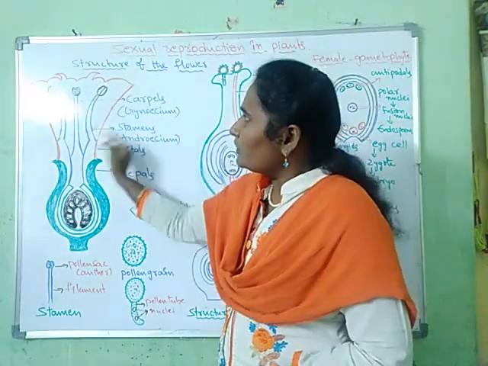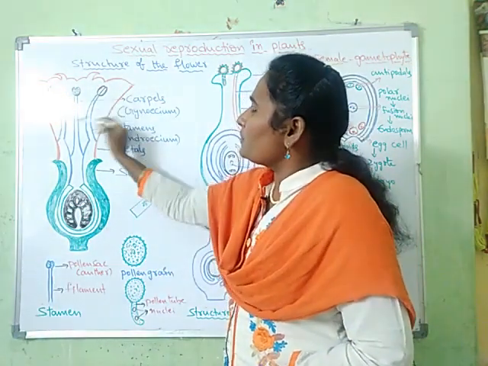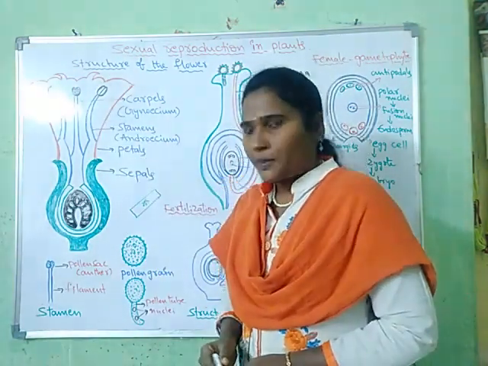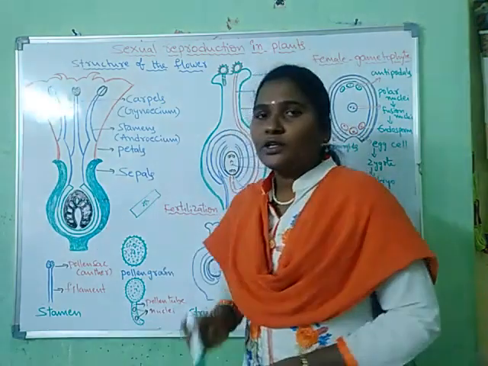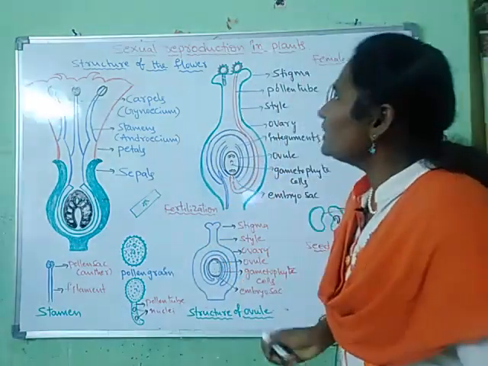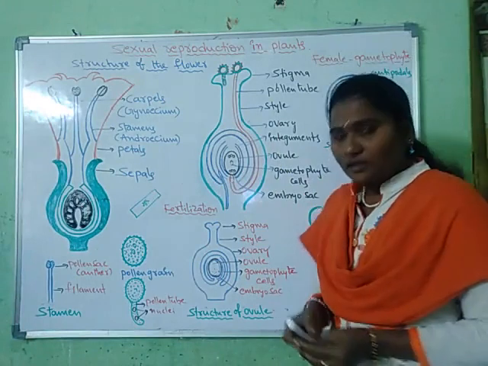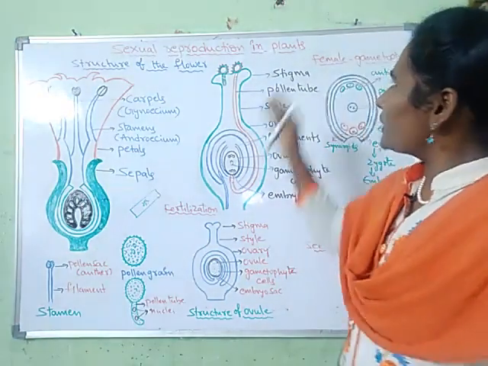and meanwhile the other floral parts may shrivel and fall off. So every seed gives a new plant. So this is about sexual reproduction in flowers, sexual reproduction in plants.